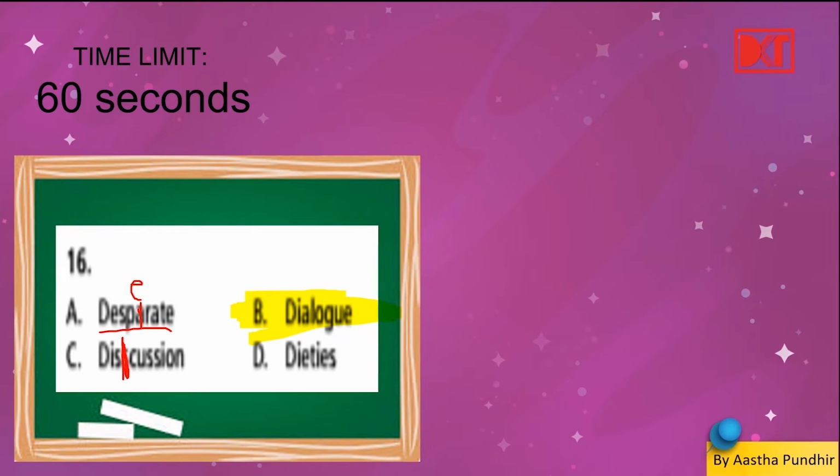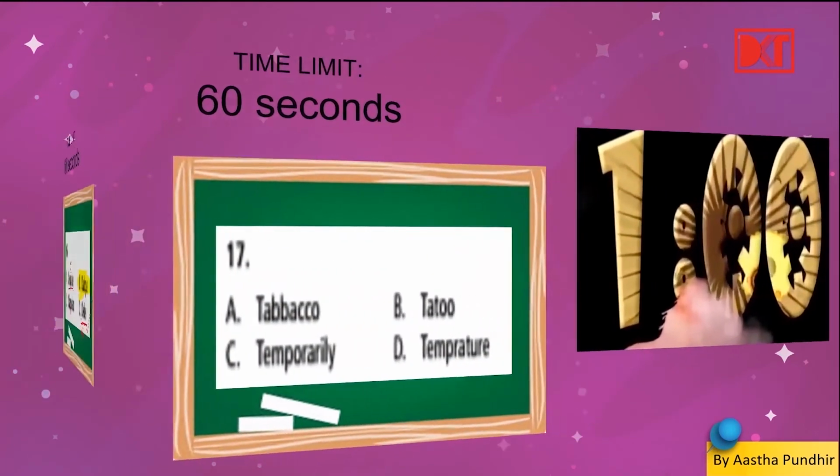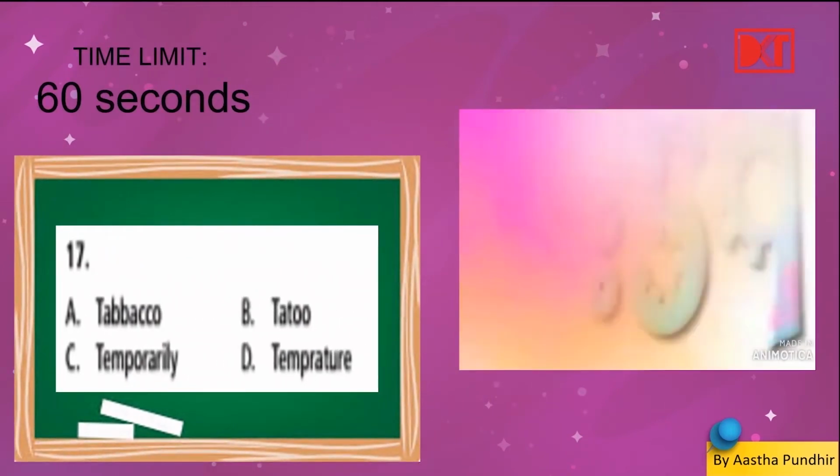DISCUSSION. Then we have deities. Now for deities the correct spelling is not DIE, in fact it is DEI. DEITIES. Alright. So your time starts now.